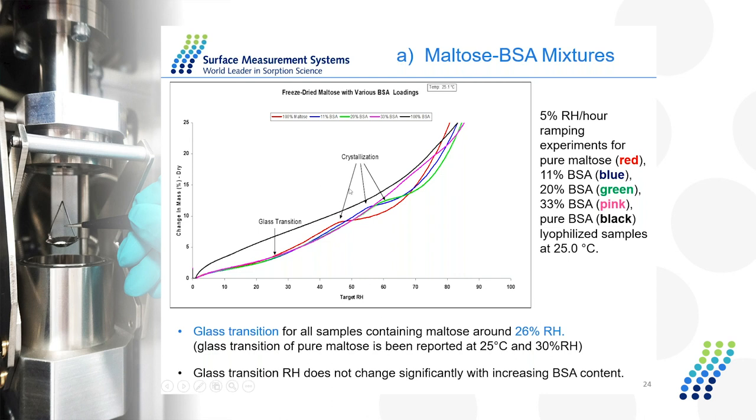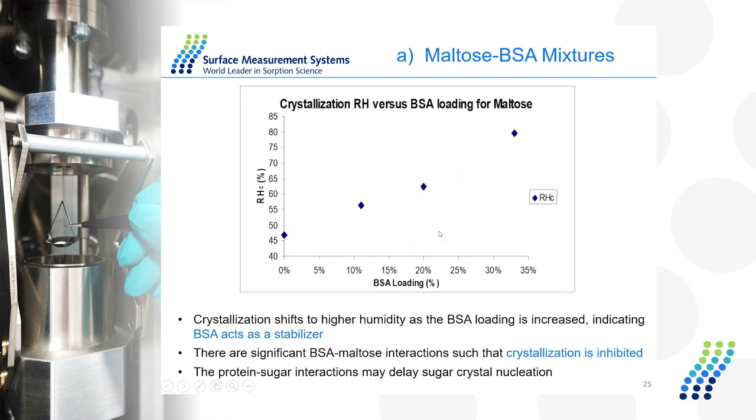And a crystallization event is observed over 40% RH for all the maltose-containing samples. And this crystallization point is also shifting to a higher level with the increasing of BSA loading. So this is probably due to the protein sugar interactions delaying the sugar crystal nucleation, which results in inhibited crystallization. So in this case, we can conclude that the BSA protein acts as a stabilizer that makes the amorphous maltose more stable through the protein sugar interactions.